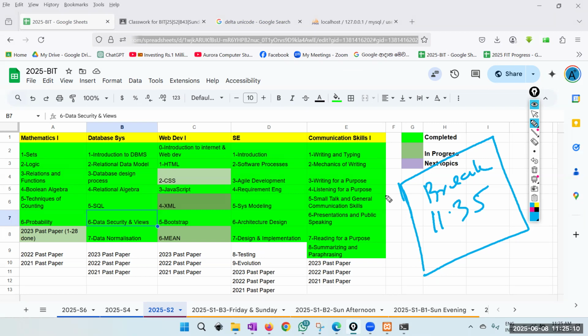ChatGPT can really help, especially when you are doing practical things. If you get an error, just copy paste the screenshot, then ChatGPT will help you.